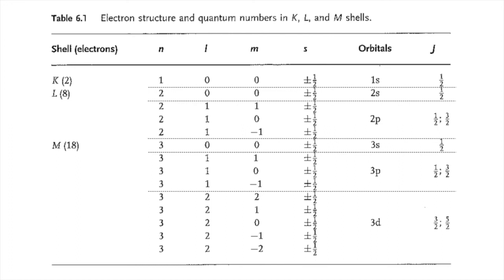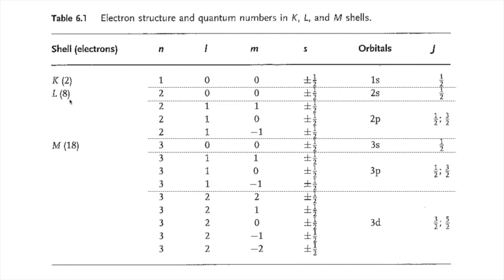So from all those rules, we see that the K shell, which again is n equal 1, means the L value is 0, so we only have 1. The M value is also 0, and then there are 2 spin moments, positive and negative 1/2. So we call this the 1s orbital, and the total momentum is also 1/2.